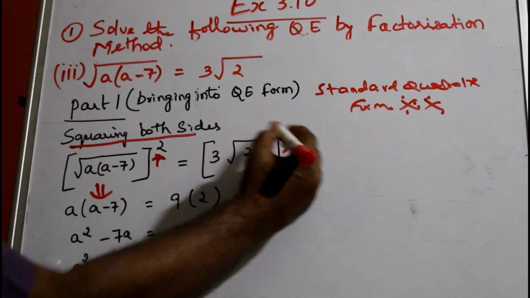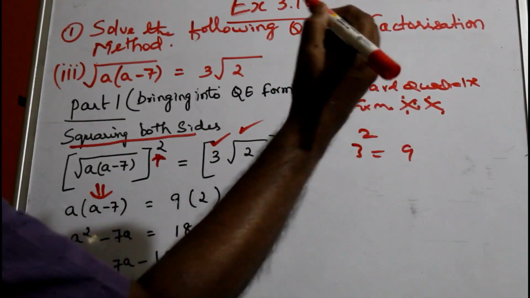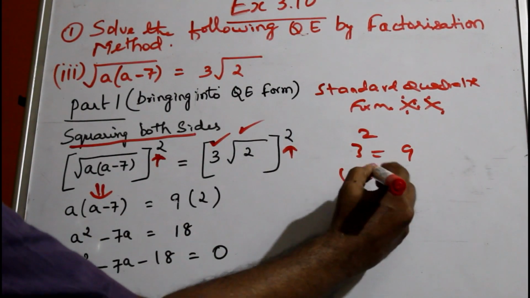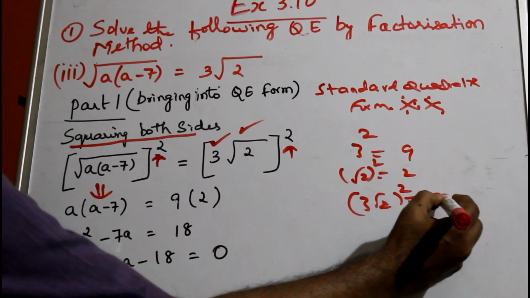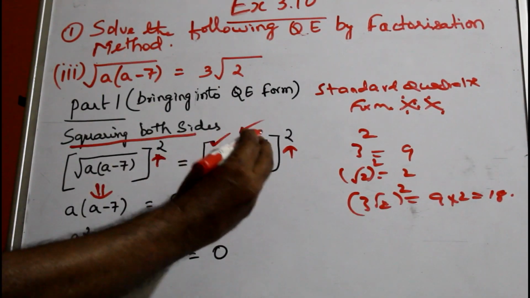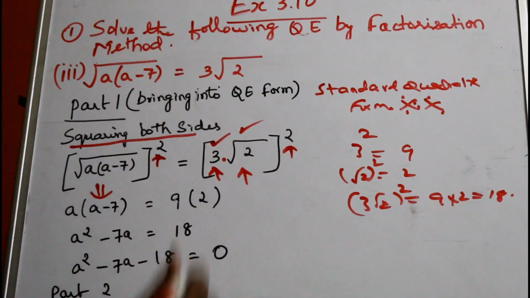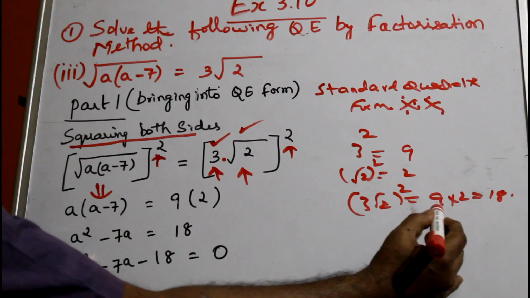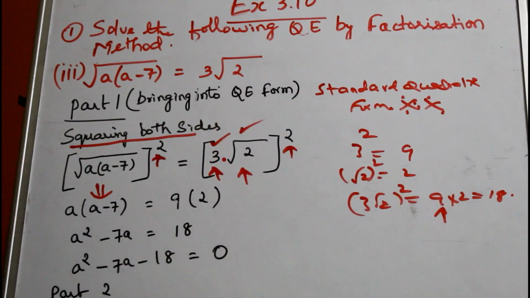When you square this, the square belongs to both the numbers. 3 square is nothing but 9 and root 2 square is nothing but 2. So 3 root 2 the whole square is nothing but 9 into 2, which is 18. Again, repeat: on the right hand side, the square belongs to 3 as well as root 2. Put a dot here if you want. So 3 square is 9 into root 2 square, the root will go off, 2, so you get 18. And bring the 18 to this side, you get a square minus 7a minus 18 equal to 0.